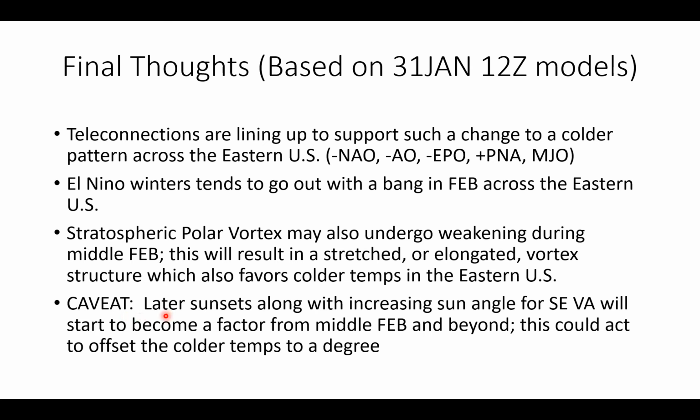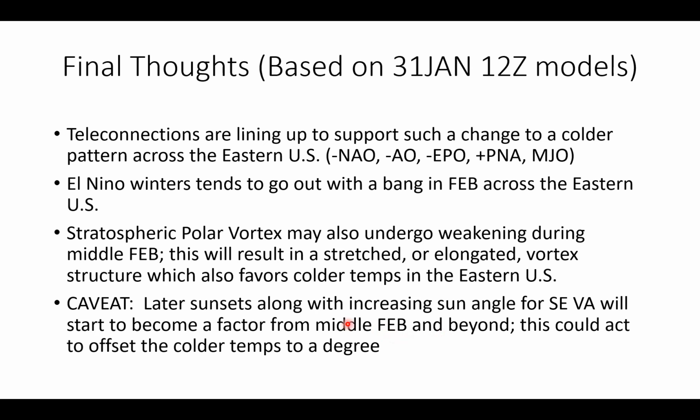By the time we go through February, let's say we get to mid-February, late February, at least across Virginia here, we're going to be seeing later sunsets. We're going to be seeing longer periods of daylight at the end of the day. We're also going to see an increasing sun angle in the sky. This is going to start to become a factor for middle February and beyond. And you'll notice this if you live in the Hampton Roads area, as an example. You walk outside in the sun, it feels much warmer, and then you go in the shade, it's much colder. You'll start noticing the difference between the sun areas and the shaded areas from mid-February and beyond.